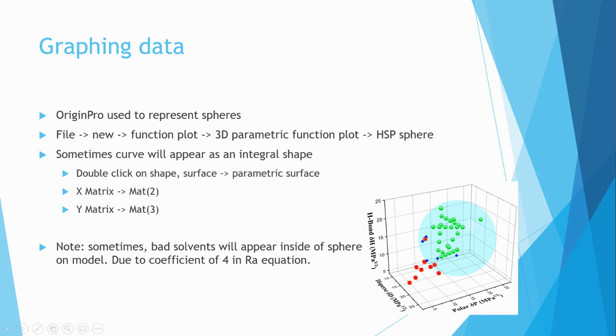Now, one note when using this graphing software is that sometimes bad solvents with a RED very close to 1 that closely border the edge of the sphere will appear inside of your sphere. So you can see it right here, this little red square. This is actually inside of the sphere on this graph. And this is simply because of that coefficient of 4 in the Ra equation that we saw before.